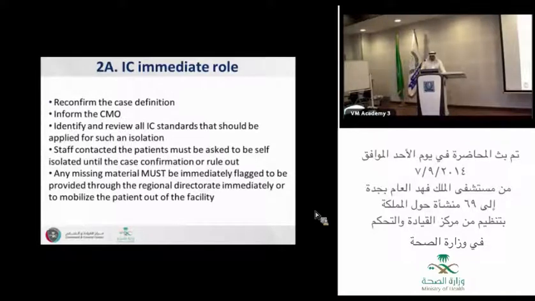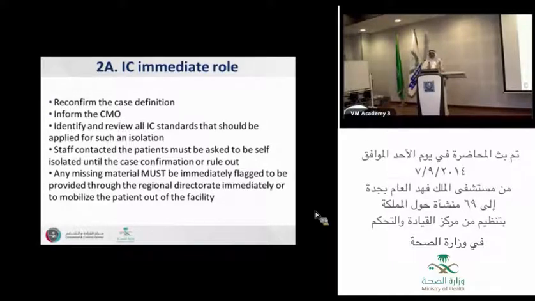Any missing material must be immediately flagged to be provided through the regional directorate, or to move the patient out of the facility. So once the infection control puts the checklist together, they need to go through it. If anything is missing in the hospital, they should flag it immediately to the hospital directorate, which will raise it to the regional directorate in the country or in the city where they are. And they must be supplied.